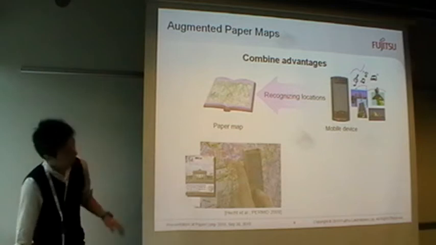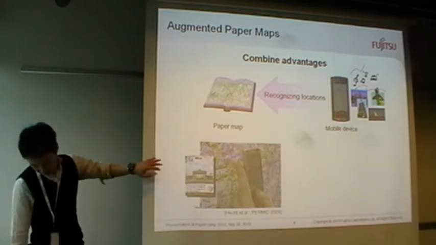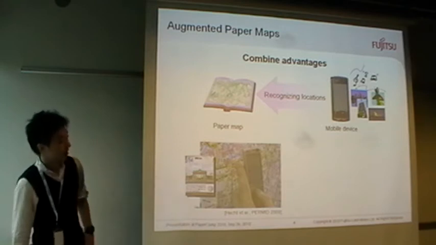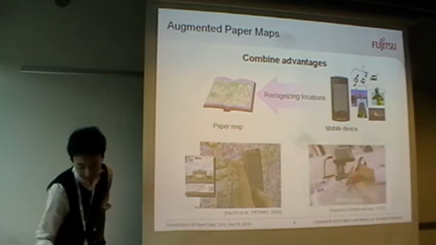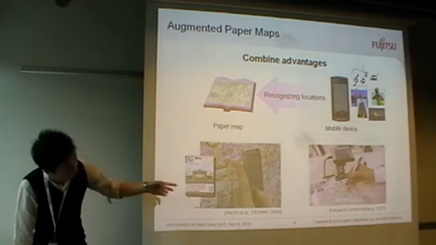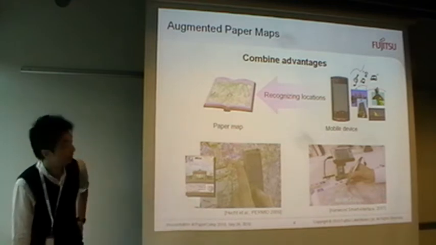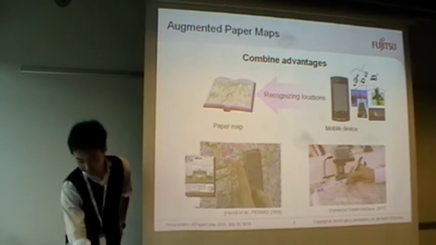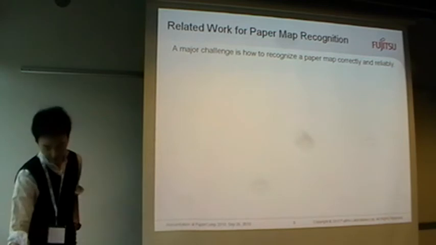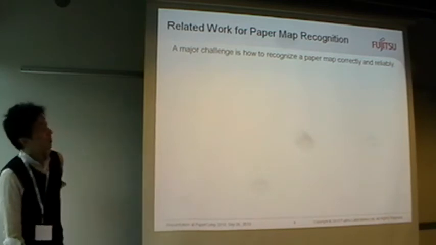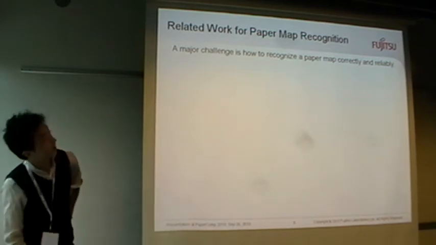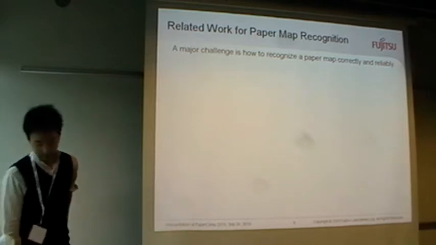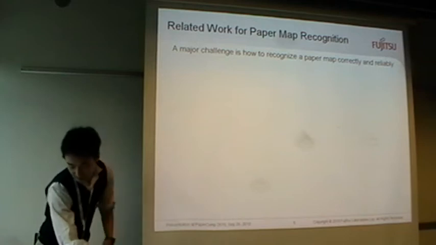And this is related work. This system displays Wikipedia content by reading a paper map using camera phones. And another system sets a destination of a navigation system by pointing at a paper map with a device. And when developing augmented paper maps, a major challenge is how to recognize a paper map correctly and reliably. And there are some related works.